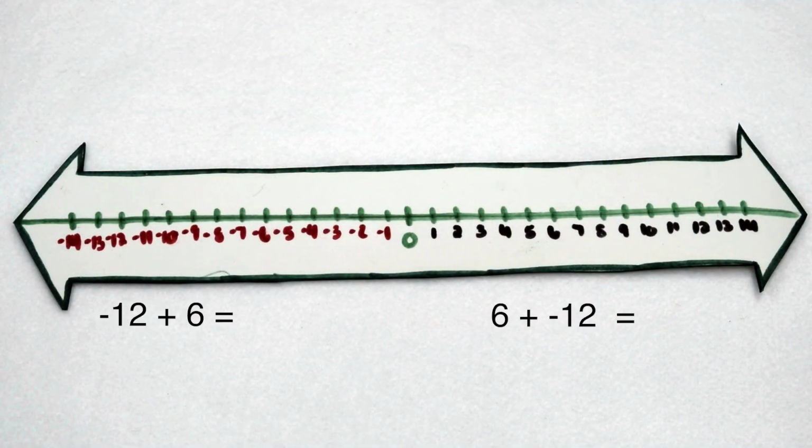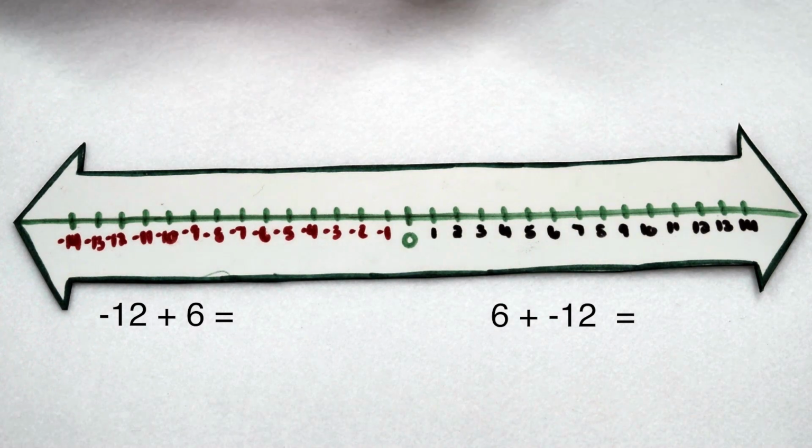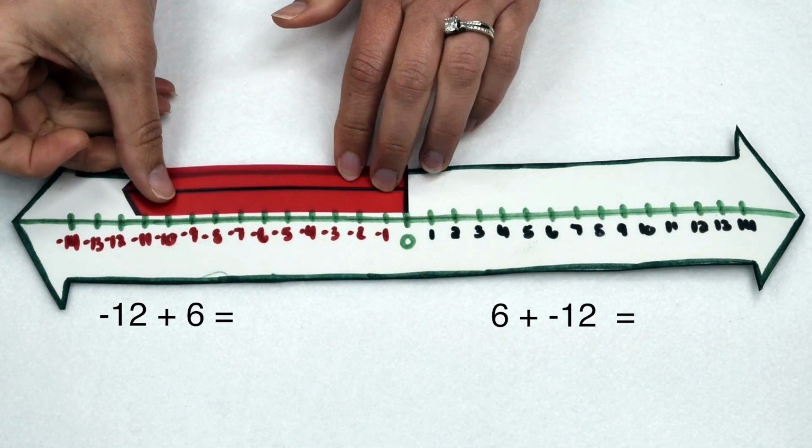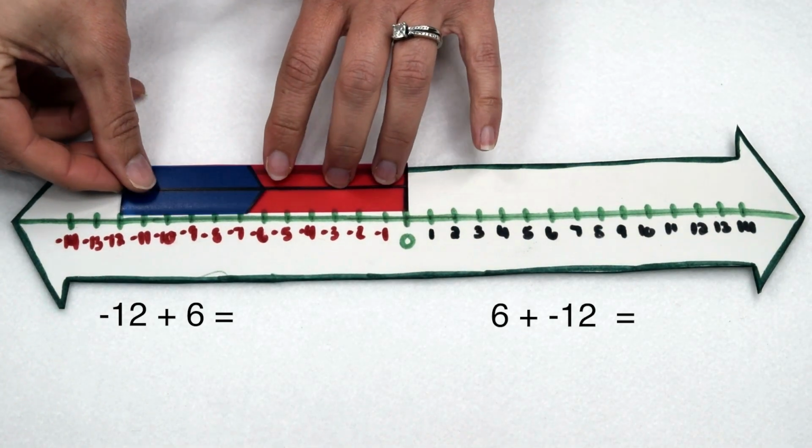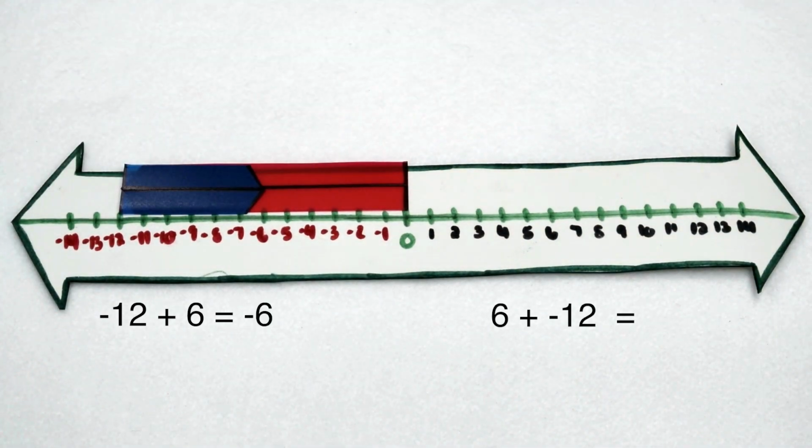Let's test it out on a number line. Is negative 12 plus 6 going to be the same as 6 plus negative 12? Well, for negative 12 plus 6, we're going to start at 0 and go 12 places to the left. To that, we're going to add positive 6, which is going to send us back 6 places to the right to end at negative 6.